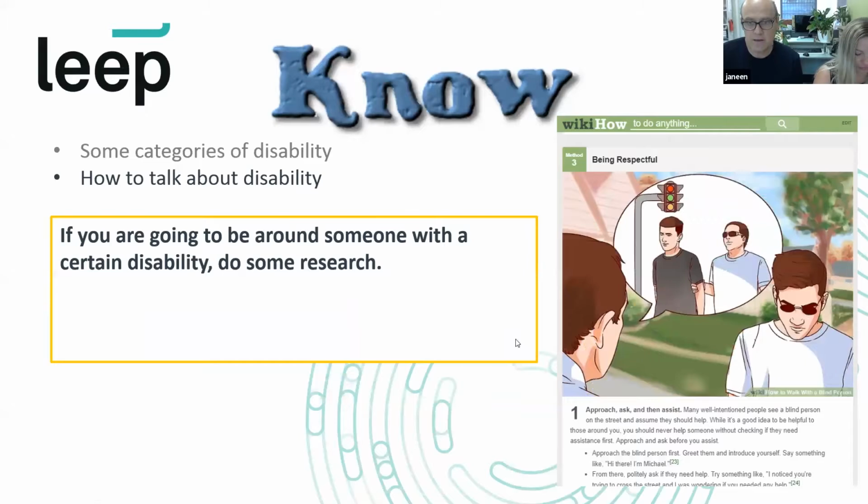Okay, here's the example of helping people cross the road. On WikiHow, you've got guides for pretty much everything, haven't you? And here there's detailed information on exactly what to do. That stuff of approaching, introducing yourself, asking if they need help, and so on.